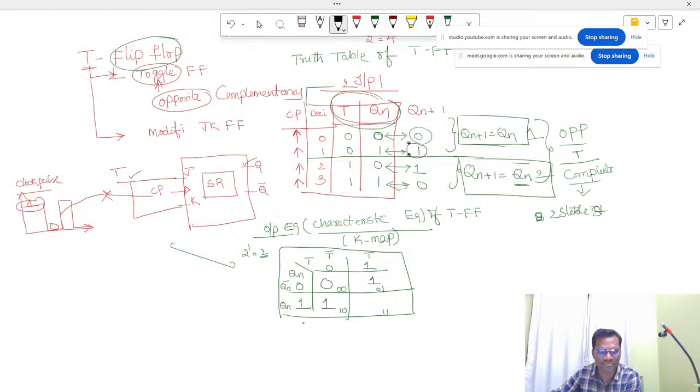For the 1 1 combination, what is the output? 0. So now we have implemented all these truth values into our K map. Now what do we have to see? We have to group an even number of ones. Are the ones there?